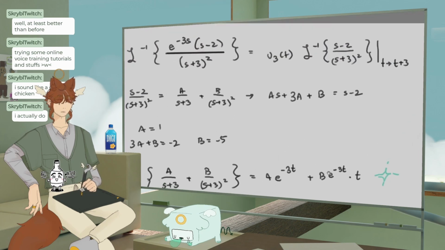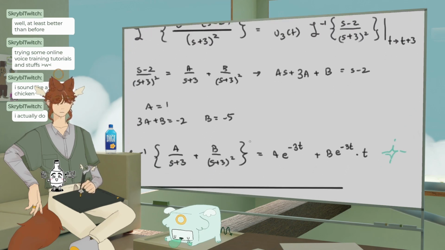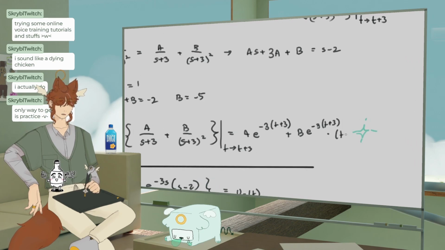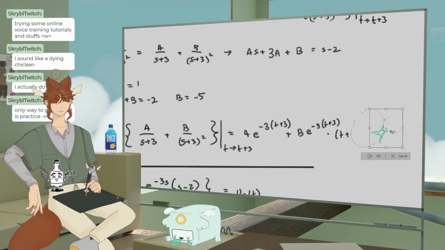Oh shoot, I didn't do my t is t. I dropped my t to t plus 3. Wait. Oh, yeah. Okay. Me when I dropped the t plus 3. Teehee. Only way to get better is to practice? Exactly, for anything ever. I drew over my star. I'm gonna have to move my star. There we go.